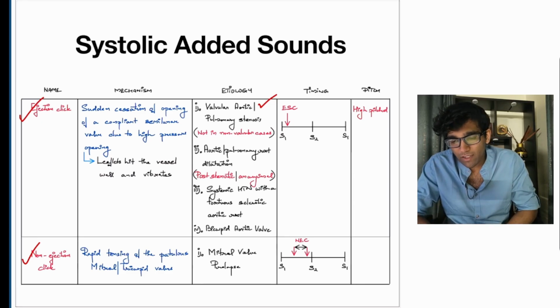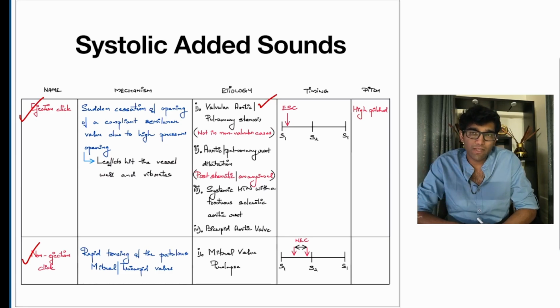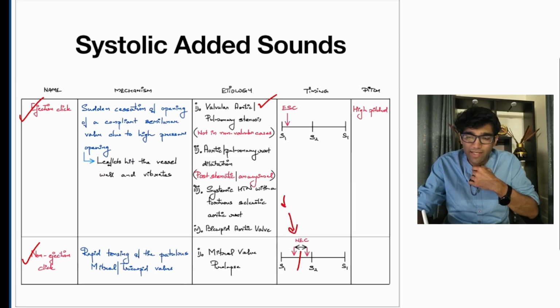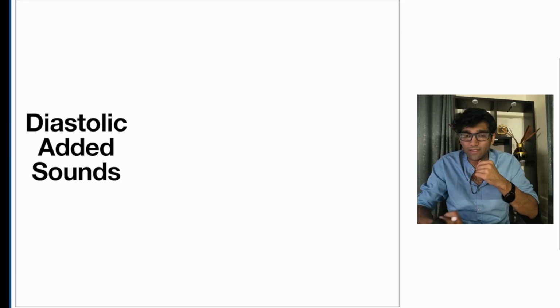Okay, fine. Now the non-ejection click, like I've said, has an inverse relationship with the LV end-diastolic volume. So it can start in early systole and it can start in late systole. Okay, so that is why I've shown this diagram. The curve shows that it could be early or late. So it would be early if there is a decrease in the LV end-diastolic volume. Okay, and it would be late if there is an increase in the LV end-diastolic volume. I have explained why in the previous slide. So these are the two systolic added sounds.